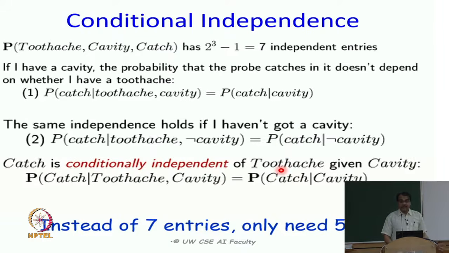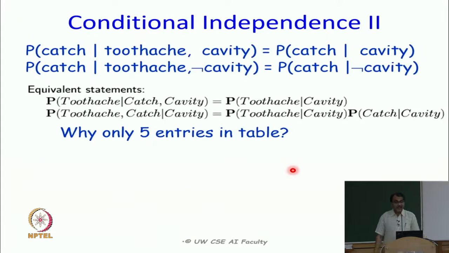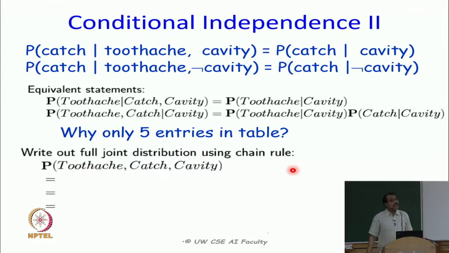And that is the most important part actually in some ways, right. So, we know that catch given toothache comma cavity is catch given cavity, catch given toothache comma not cavity is catch given not cavity. Why do we only need 5 entries in the table? Let us think about it. What is the joint probability distribution? It is probability of toothache comma catch comma cavity.